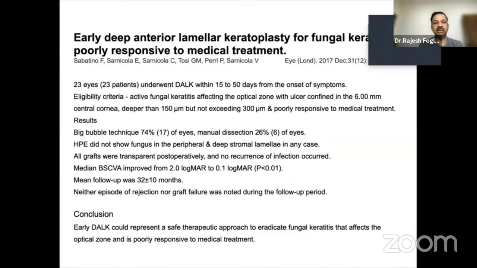So basically, in the anterior half of the cornea, they performed big bubble in 74% of the eyes, so that you go all the way up to the predescemetic layer, removing most of the stroma. They had a good outcome and they did not have any graft failure or rejection during the follow-up period.